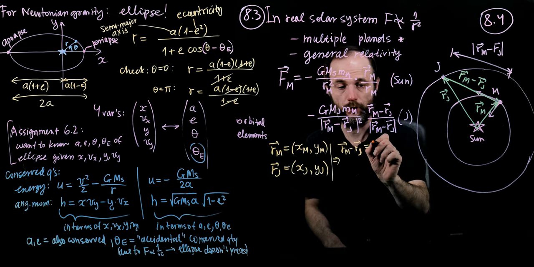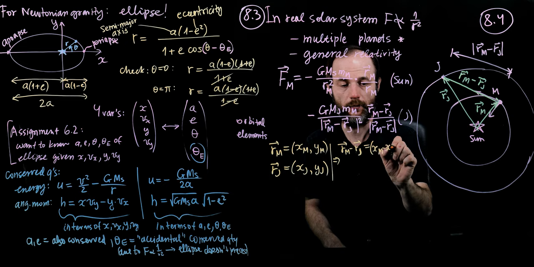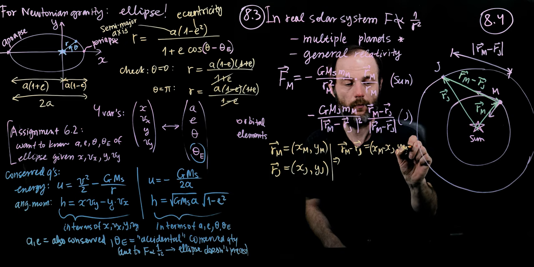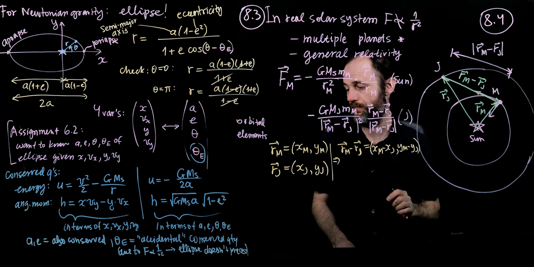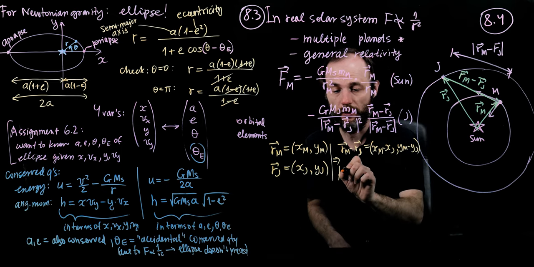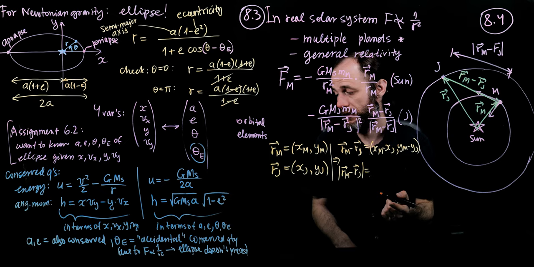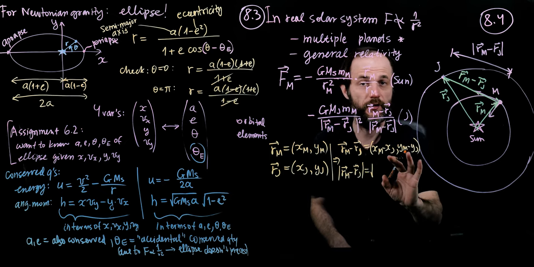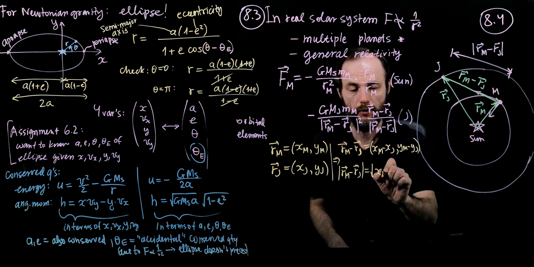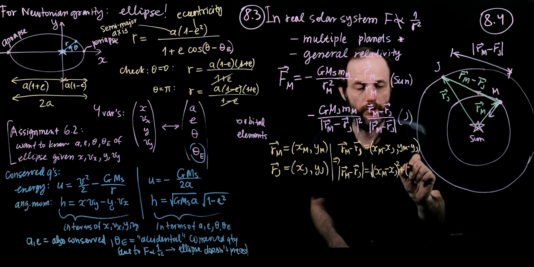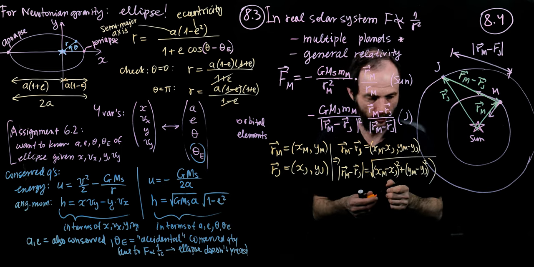This is going to be equal to, not surprisingly, xm minus xj and ym minus yj. So what is going to be the length of this vector? Well, that is going to be the square root of the sum of the squares of its components. So it will be xm minus xj squared plus ym minus yj squared. And it has to be squared over here.